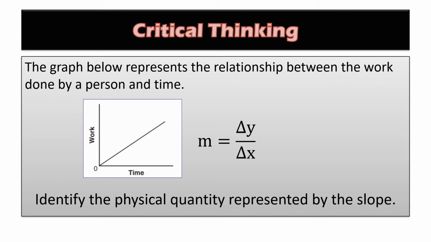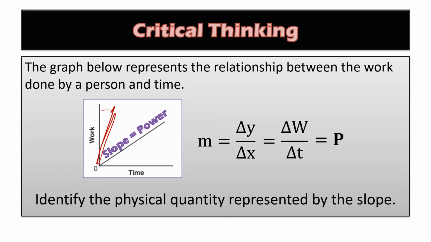Well, the slope is just the rise over the run. And the y values are the work, and the x values are the time. Work divided by time. What does that equal to? Power. So here the slope is equal to the power. If it's a steeper slope, that means you're doing more work in a shorter amount of time and you're more powerful, and the slope corresponds with that, right? The value of the slope. If it's a shallow slope, you're not very powerful because you're not doing a lot of work in a long period of time. That's how it works.